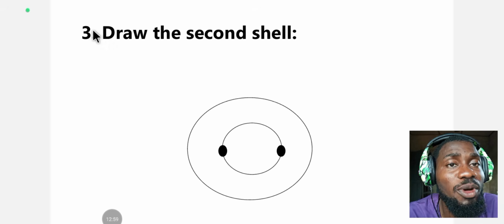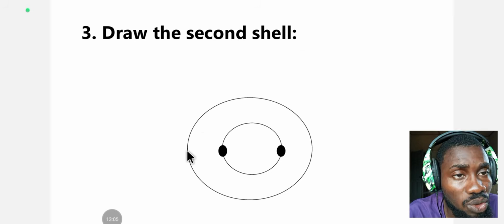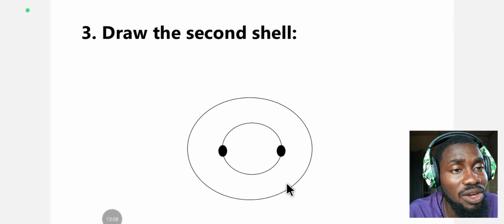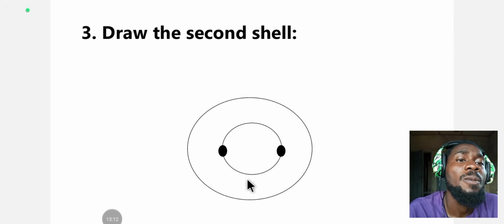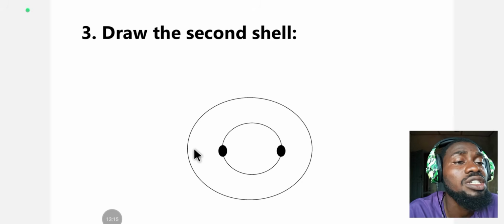The third step of drawing the orbital diagram is to draw the second shell. We just drew the second circle. You can see the second circle here. So that's that. After drawing the second shell, let's look at the fourth step of drawing the orbital diagram.